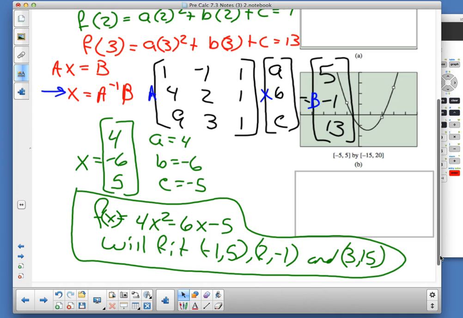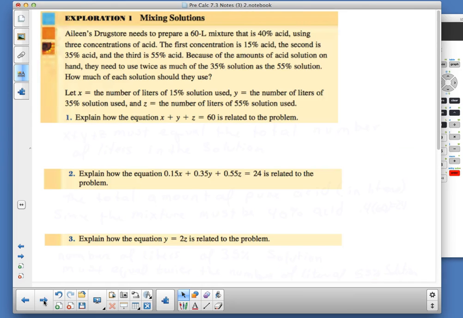Okay, we doing okay? Now, next thing is stepping through and looking at this solution problem. Aileen's drugstore needs to prepare a 60-liter mixture that is 40% acid. Now, keep in mind, 0.4 times 60, the total amount of acid in here will be 24. That'll be the total acid if it was 100% acid, and we're going to be using that in a little bit. Using 3 concentrations of acid: the first concentration is 15% acid, the second is 35% acid, and the third is 55% acid. Because of the amounts of acid solution on hand, they need to use twice as much 35% acid solution as 55% acid solution. How much of each solution should they use?